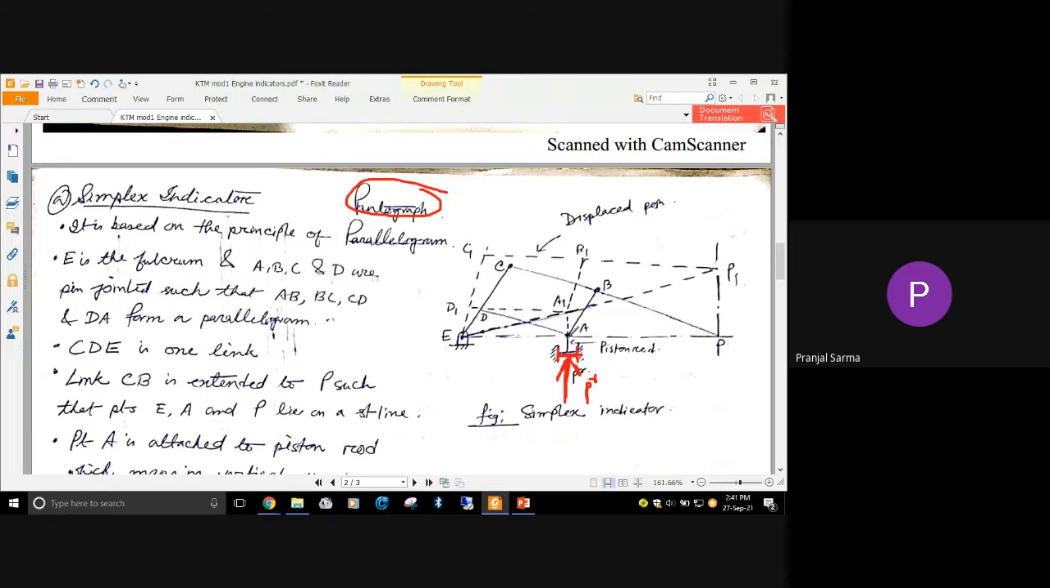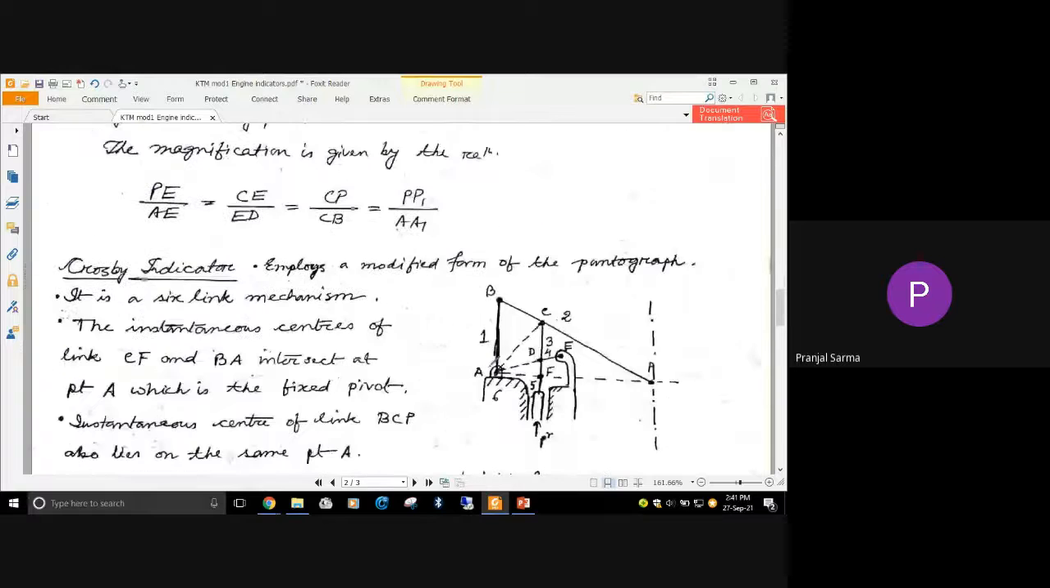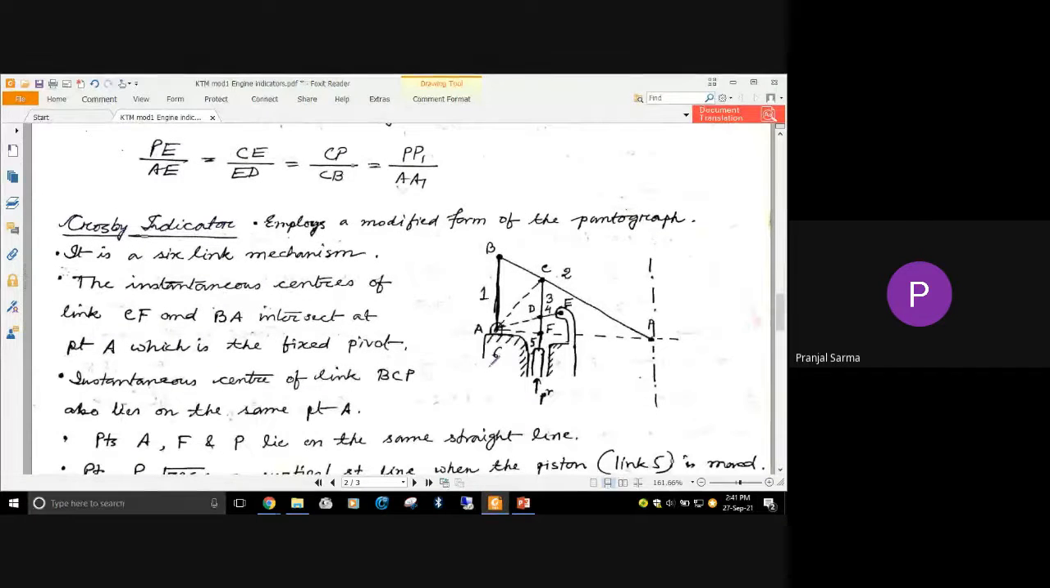Suppose this mechanism will move from here to here. By the help of the appropriate mechanism that we use, this small displacement we get in figure form. You can try to correlate it with the seismograph. Seismograph, all of you have heard. What do we do with the seismograph? What is the usefulness of the seismograph? What record does it take?